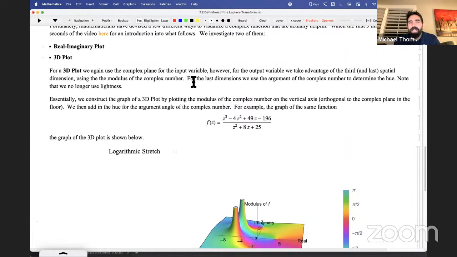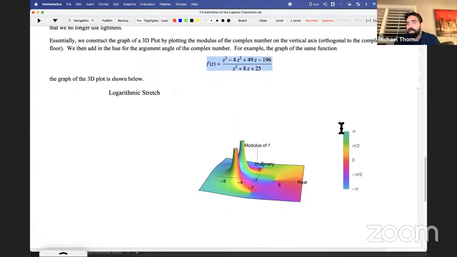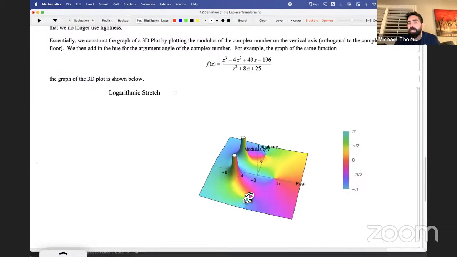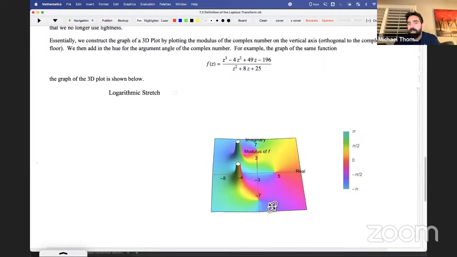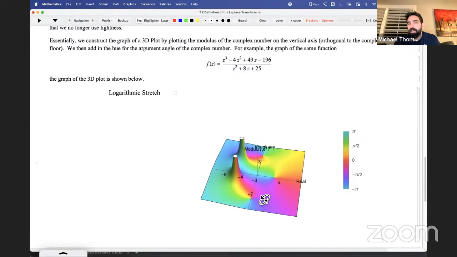So the idea is, you do it spatially. When you graph this thing, you'll notice that I've lost one of the scales. I don't have a lightness scale anymore. Now I just have a hue scale. That's the argument of the complex number. So we have to include color, but there's no lightness. The poles are super easy to see, which is very helpful. However, I can't really see the zeros very well, for the modulus.